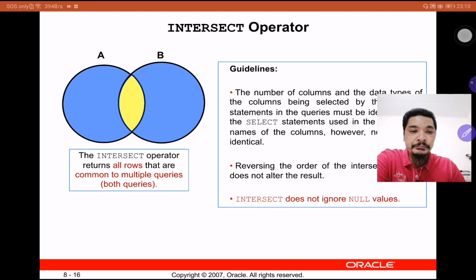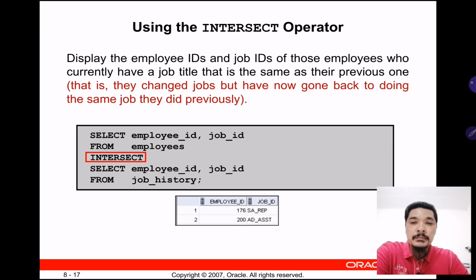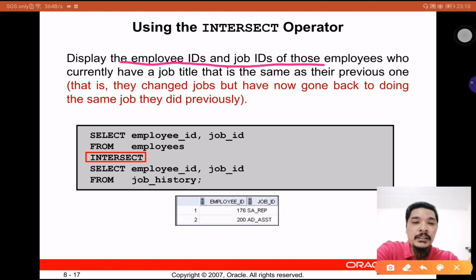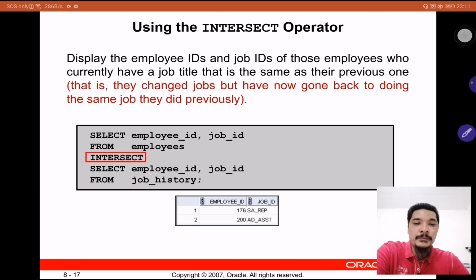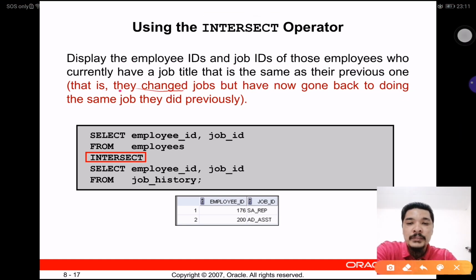Let's move to the next one. This is the statement: display the employee ID and job ID of those employees who currently have a job title that is the same as their previous one. That is, they changed jobs but have now gone back to doing the same job they did previously. For example, before this the job ID is clerk, then they switch to maybe accountant, and after that they go back to the previous job as a clerk again. We need to identify this kind of people.